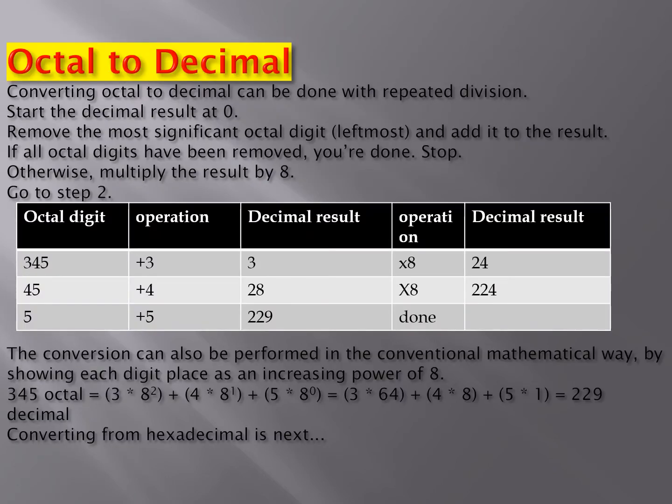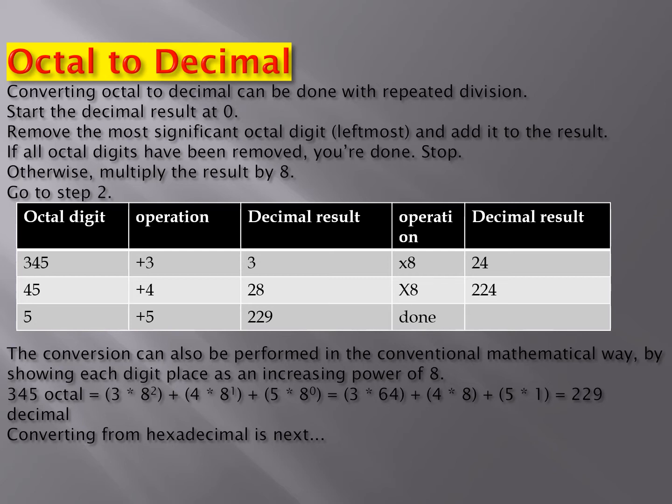Octal to decimal. Converting octal to decimal can be done with repeated divisions. Start the decimal digits at 0. Remove the most significant octal digit, the leftmost, and add it to the result. If all octal digits have been removed, you are done. Stop. Otherwise, multiply the result by 8. Go to step number 2.